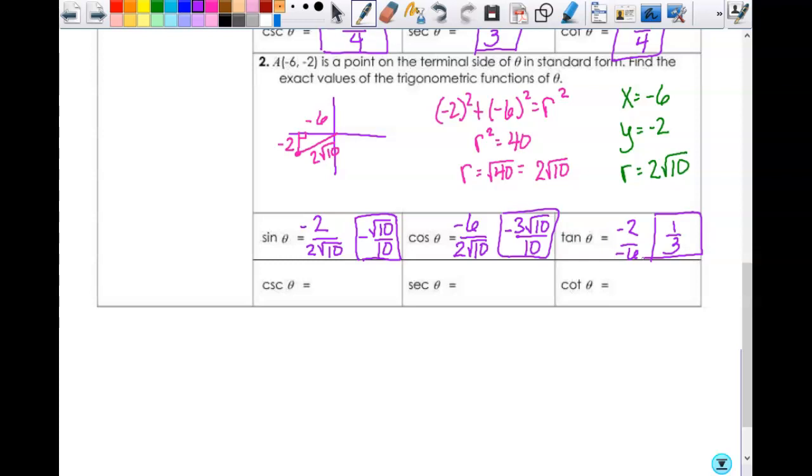Okay, so then cosecant is the reciprocal of sine. So what's that going to be? Yeah, negative square root of 10. Secant is the reciprocal of cosine. So this is going to be negative what? Square root of 10 over 3. And cotangent will be 3. What questions do you have? We're all good? Not really harder, just different.